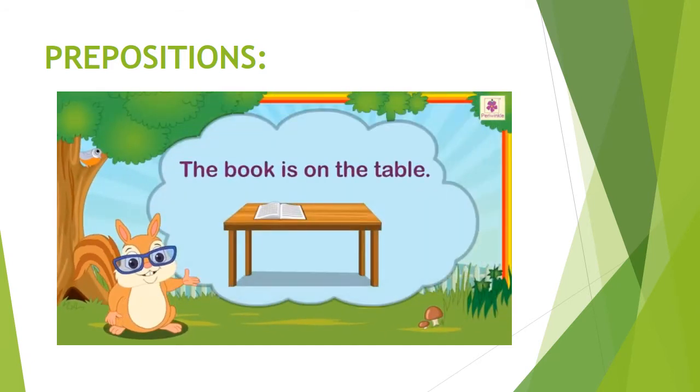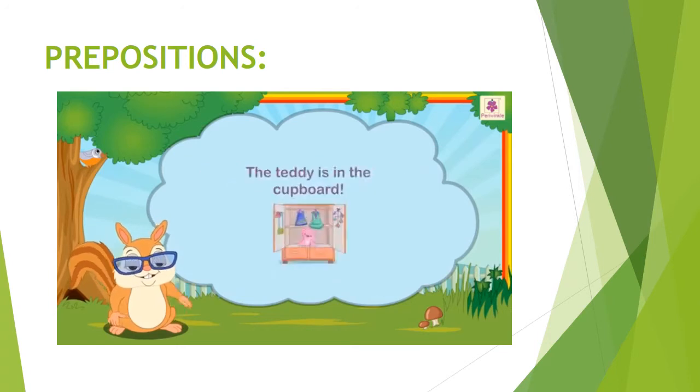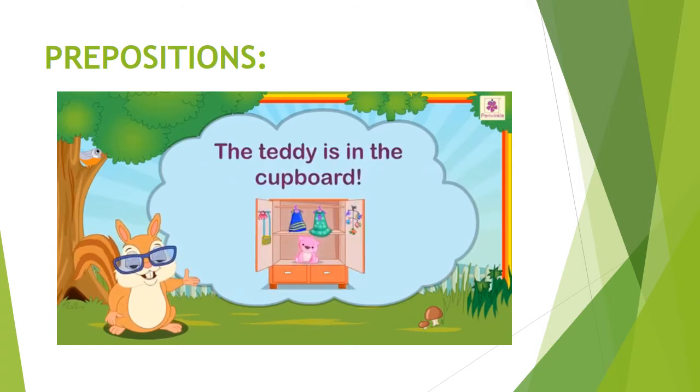The book is on the table. Here, on tells us where the book is. So, on is a preposition. The teddy is in the cupboard. Here, in tells us where the teddy is. So, in is a preposition.